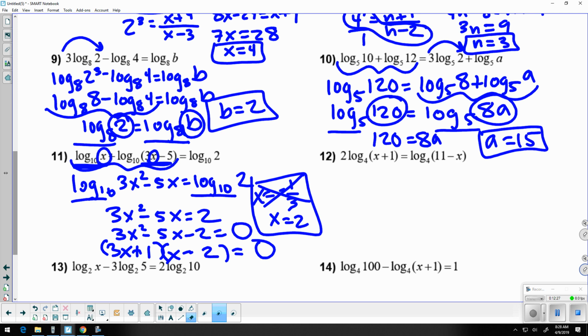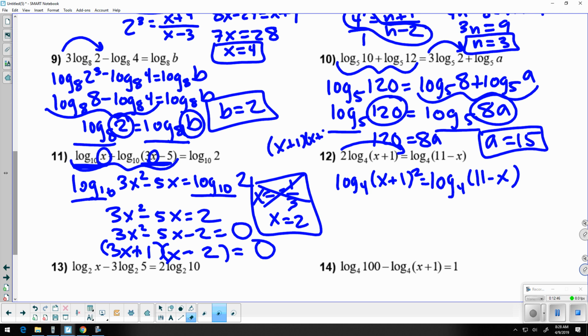For number 12, first thing I'm seeing, exponent, push it back. So you'd have log base 4 of the binomial squared equals log base 4 of 11 minus x. So now you got to square the binomial, right? So how you square a binomial, well, you got to FOIL it. x plus 1 times another x plus 1, expand it out, FOIL those two together. So what you should get is x squared, right? And then 1x and 1x makes that 2x plus 1. And that equals log base 4 of 11 minus x.